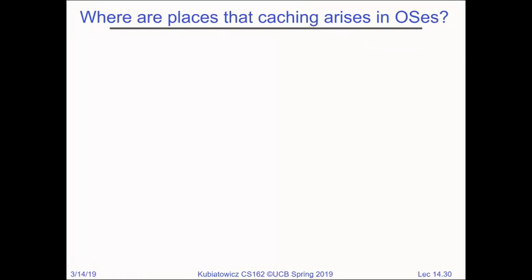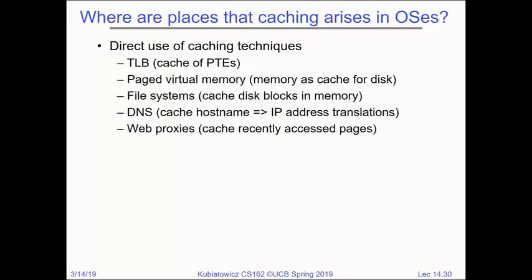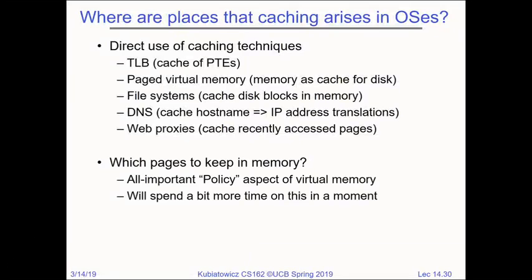So now let's take a little bit of a brief right turn. Where are caches in operating systems? Okay, TLBs, caches of PTEs. Paged virtual memory, that's memory as a cache for disk, which we just kind of showed you, and you're going to talk more about. File systems are going to cache disk blocks in memory. The DNS is caching hostname to IP addresses. Web proxies cache recently accessed pages.